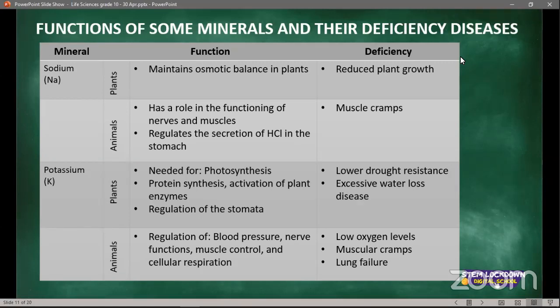Now moving on to potassium. So potassium in plants is needed for photosynthesis. It is also needed for protein synthesis, activation of the plant, and to regulate the stomata.